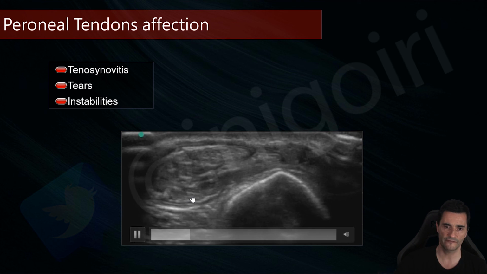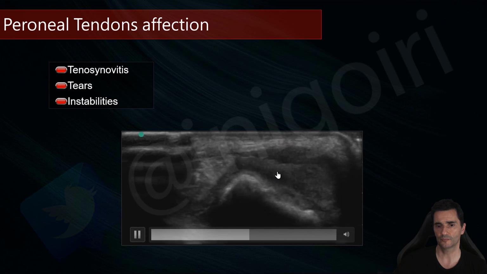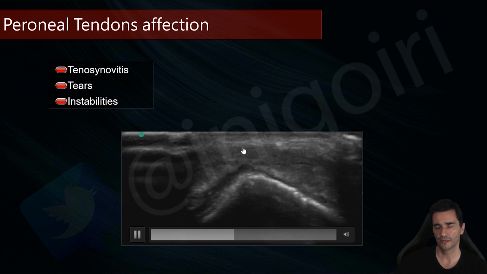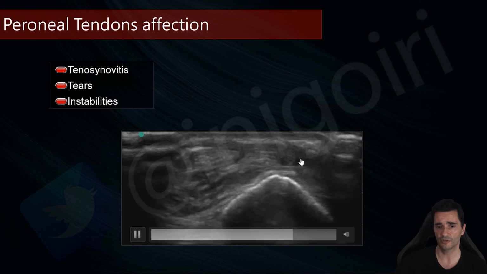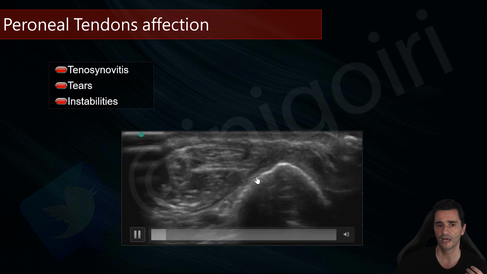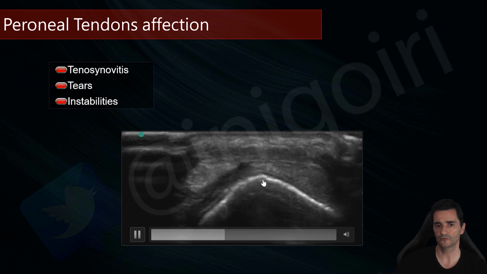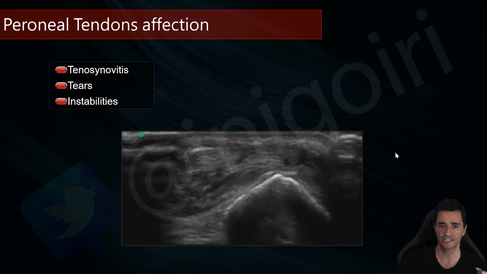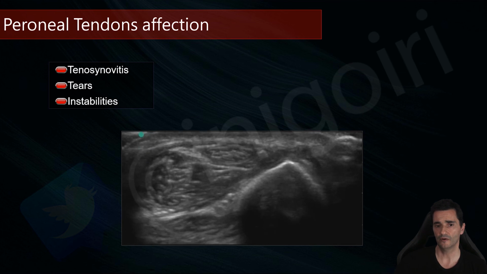And this is an example of instability. There are several types of instability. This one is with the total luxation of the short peroneal tendon here. You can see here the rupture of the retinaculum, the superior peroneal retinaculum here, and the tendon thickened, hypoechoic, and totally out of its place, anterior to the fibula. Okay, so the instability must be checked, assessed when someone complains about pain in the lateral area of the ankle.